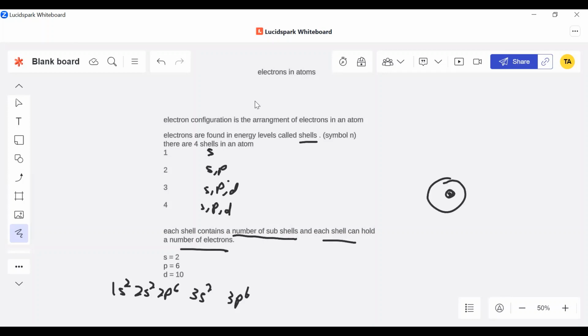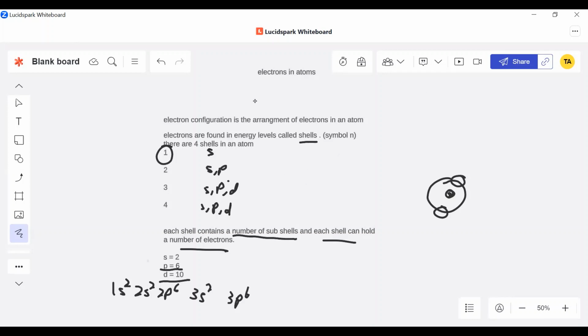So let's say this is the 1st shell. This is the nucleus, and this is the 1st shell. This 1st shell has a number of subshells, all right? So these are called subshells. And the subshells are called S, P, and D. There are 3 subshells, S, P, and D. S can hold a maximum of 2 electrons. P can hold a maximum of 6 electrons, and D can hold a maximum of 10 electrons. And the first shell can hold the S subshell.